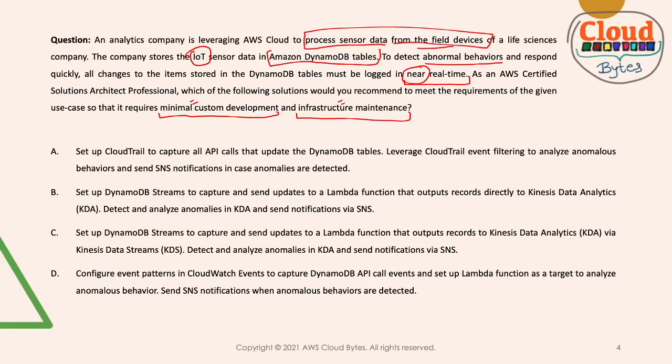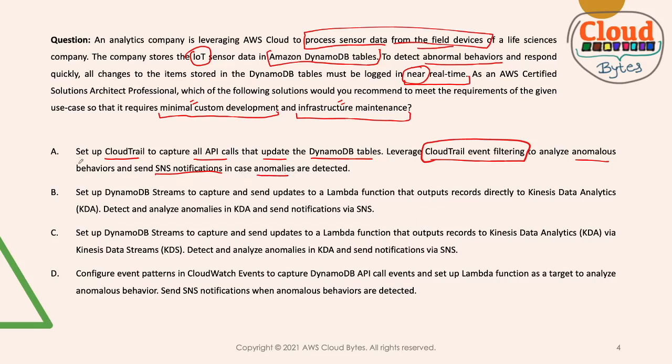Okay, let's look at the first option. Now it says set up CloudTrail. So you can set up CloudTrail to capture all API calls that update the DynamoDB tables. Leverage CloudTrail event filtering, this is event filtering here, to analyze abnormal behaviors and send SNS notification in case anomalies are detected.